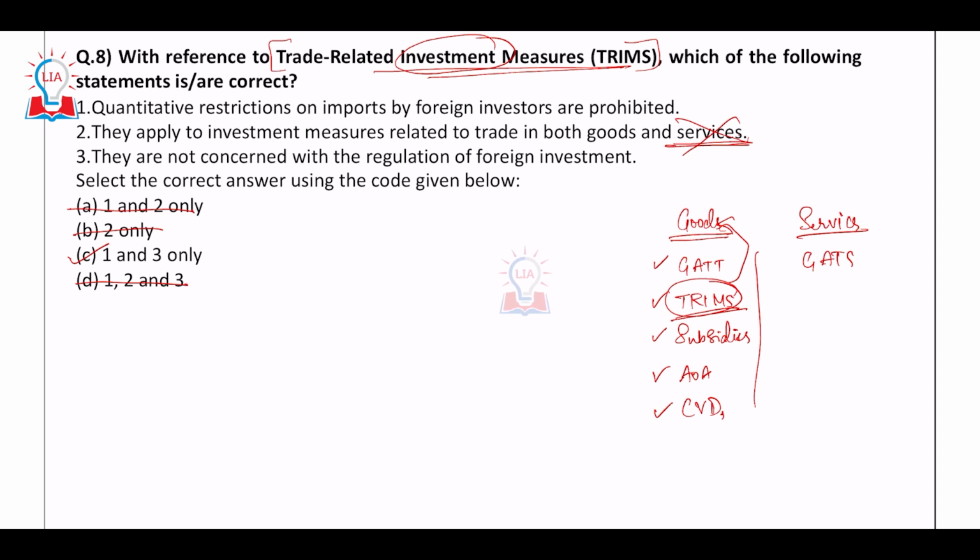Quantitative restrictions on imports by foreign investors are prohibited. Basically, it would be a barrier to trade. That is why it is prohibited. Quantitative restrictions cannot be imposed on imports. And then they are not concerned with the regulation of foreign investment. As I told you, it is not related to investment rules. Okay, it is related to what? Trade related investment rules, that is trade related to goods. So only that part, not related to investment whatsoever, right? So answer is 1 and 3. Clear?